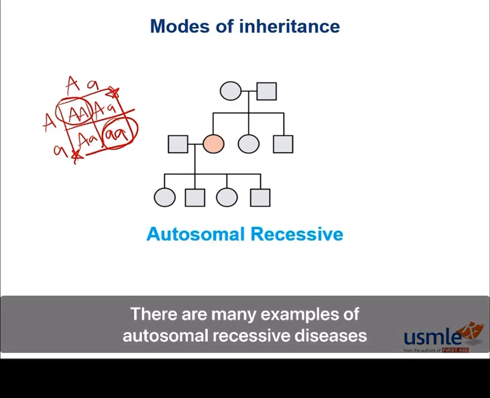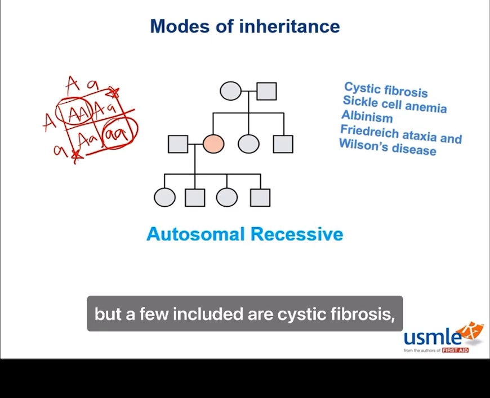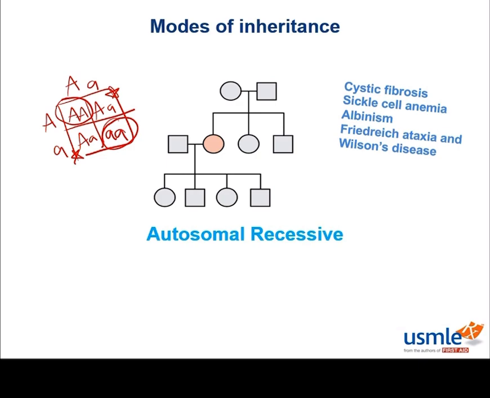There are many examples of autosomal recessive diseases listed in your book, but a few included are cystic fibrosis, sickle cell anemia, albinism, Friedreich ataxia, and Wilson's disease.